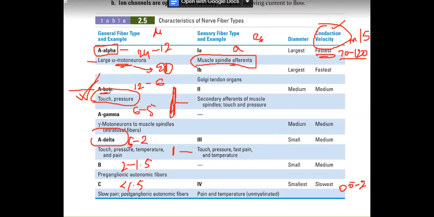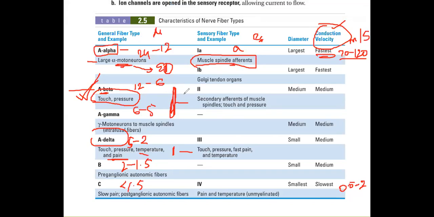So remember, A beta for touch and pressure, but then A delta has temperature and pain too. Okay, important things. This 1A, 1B, 2A, 2B is not that important, but these things are important.